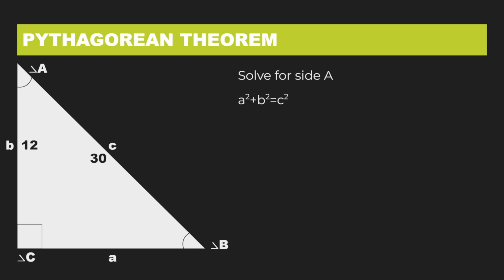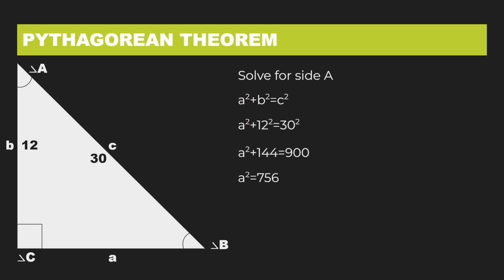We know that with the Pythagorean theorem, a squared plus b squared is equal to c squared. That means we can plug in our numbers here, our 12 for b and our 30 for c. We can simplify to get a squared plus 144 is equal to 900. We can subtract the 144 to get a squared independent.